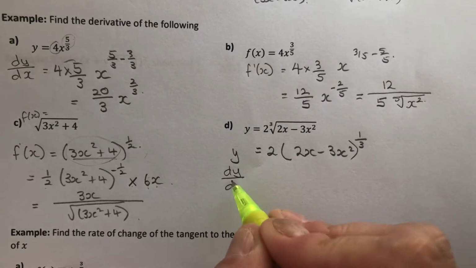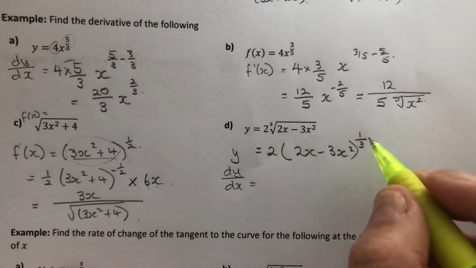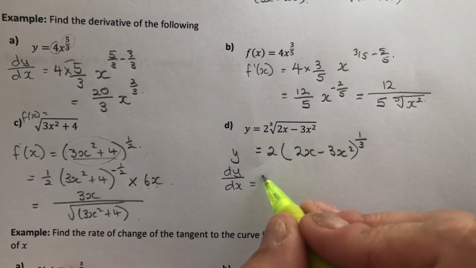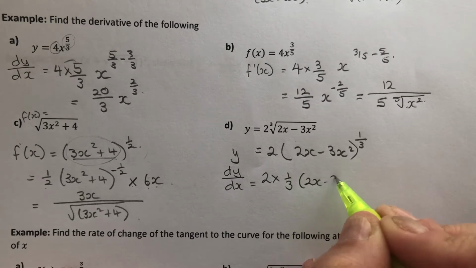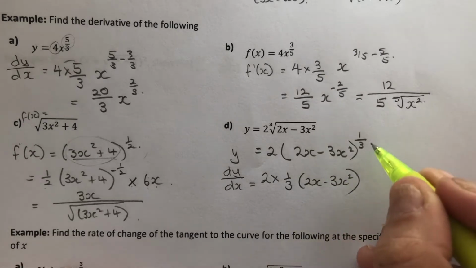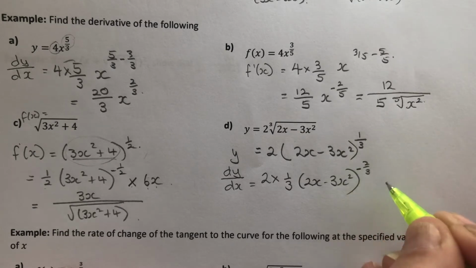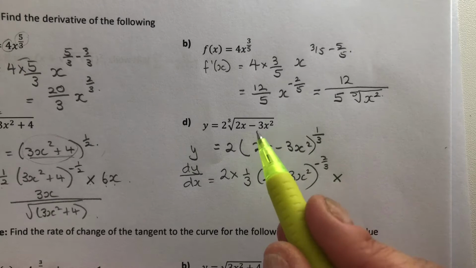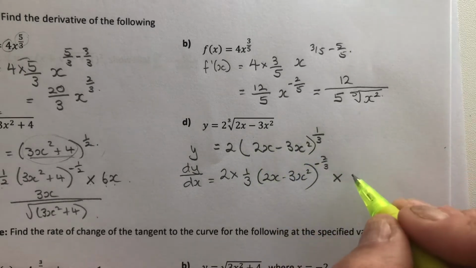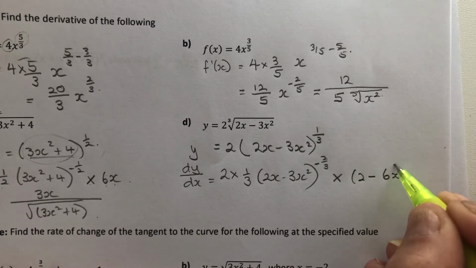So we have dy/dx is equal to something in the bracket, so we're going to use the chain rule. So let's do the whole first. So we're going to go 2 times 1/3 bracket 2x minus 3x squared. 1/3 minus 1 is minus 2/3, and we multiply that by the differentiation inside the bracket. Differentiating inside the bracket, we get 2 minus 6x.